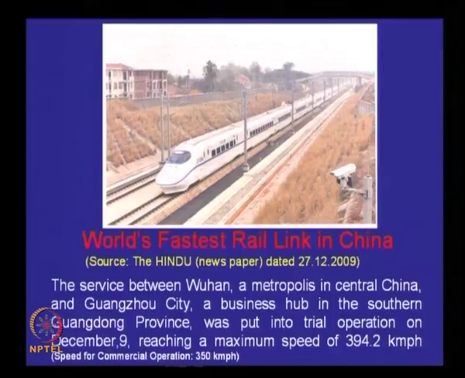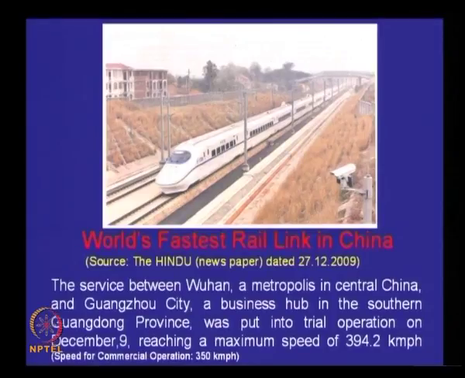394.2 kilometers per hour. We are concerned with commercial operating speeds of different modes. Even though experimentally they would have tried these modes at higher speeds, our concern is about commercial operating speeds. And the commercial operating speed of this train is fixed as 350 kilometers per hour.